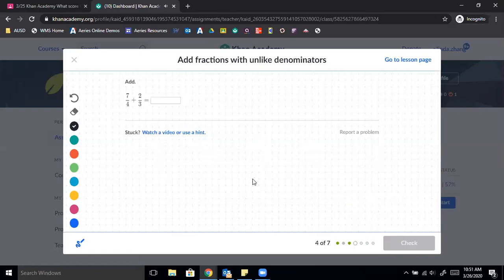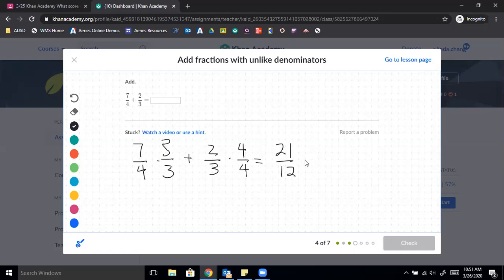Okay, so let's just breeze through these next questions. 7/4 plus 2/3. I need 12 on the bottom. 7/4, I multiply that by 3 over 3. And then 2/3, I have to multiply that by 4. Got 21 over 12. Wow, that's a big number. 8 over 12. Okay, that's 29 over 12.